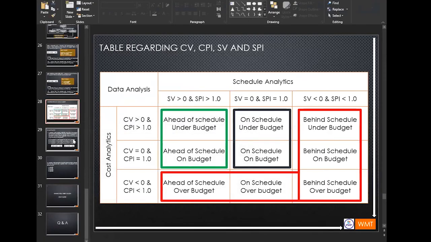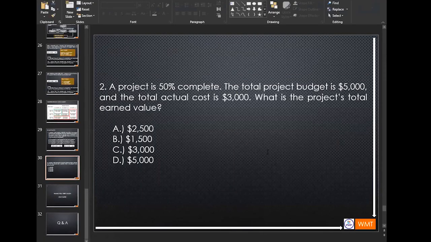So we go to the second question. The project is 50% complete. The total project budget is 5,000 and the total actual cost is 3,000. So what is the project's total earned value? Formula.